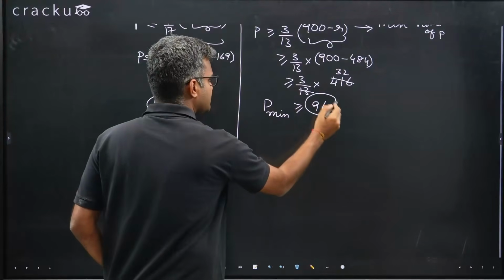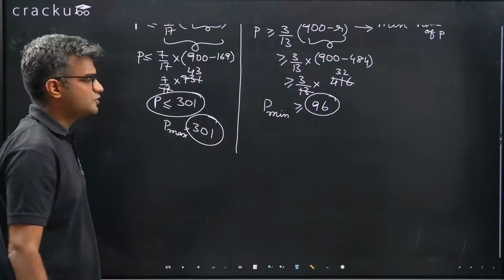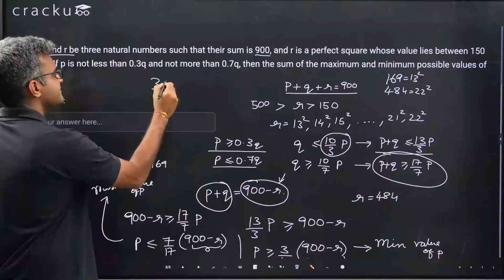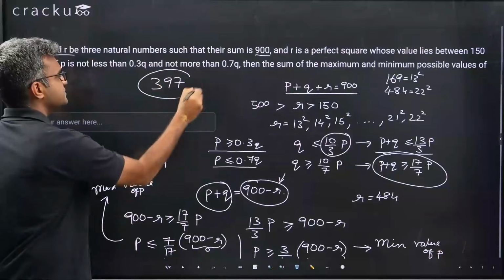The maximum value is 301. The minimum value is 96. The sum of both of them will be 397. That will be the answer for this question.